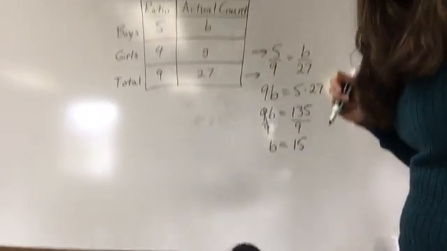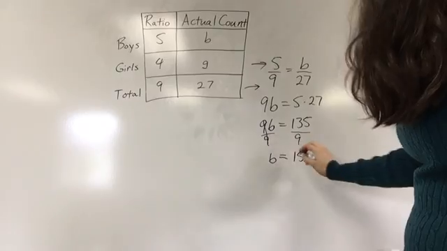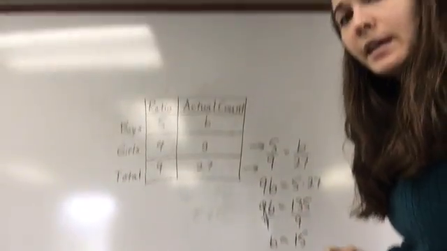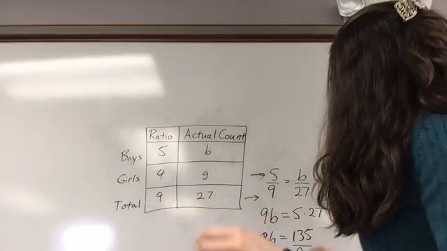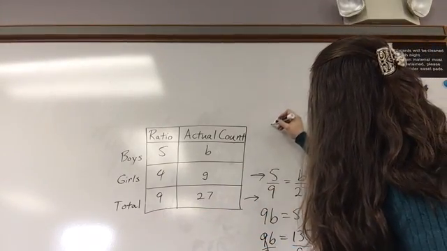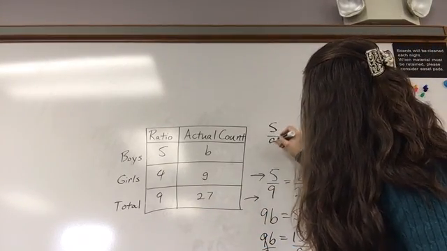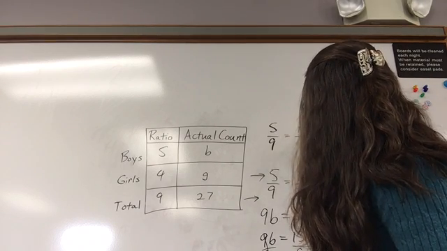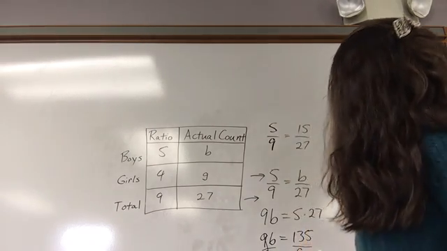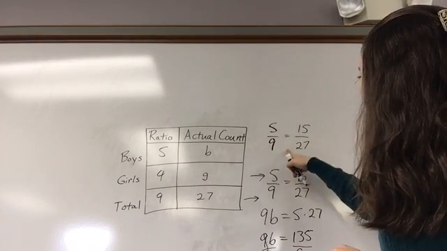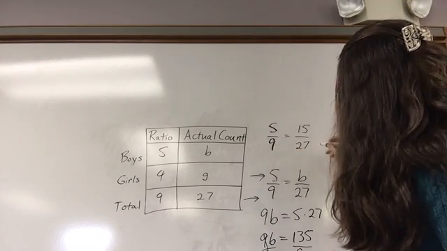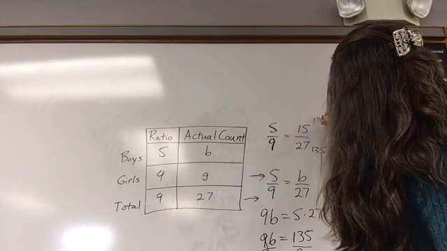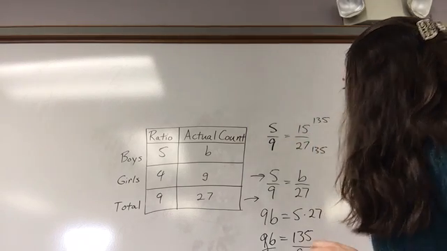So then, B equals 15. We have 15 boys to 27 students in the class. So then to recheck our ratio, we would have 5 is to 9 as 15 is to 27. And we would cross multiply again to check. 5 times 27 is 135. 9 times 15 is 135.